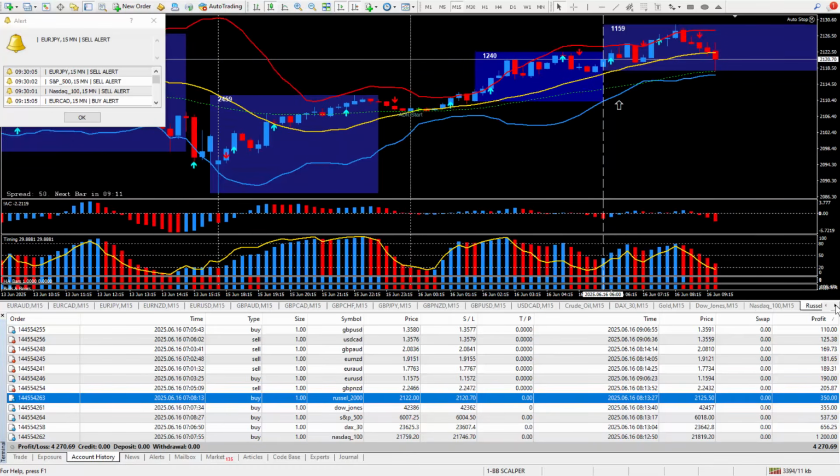Let's go and check out the Russell here. Drag and drop this up, see where I got in at. I wanted to be buying at, and I'm glad I closed out the trade as it did this pullback right here.